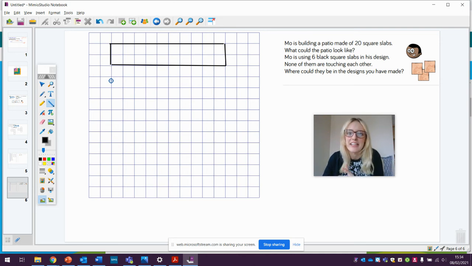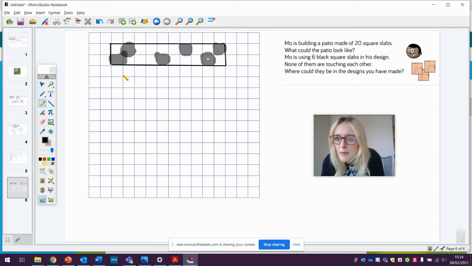And then it goes on a step further, and it says Mo is using 6 black slabs in his design, but none of them are touching each other. Where could they be in some of the designs you've made? So in my one here, I might get a colouring pencil, and I could put one here. I could put one here. 2, 3, 4, 5. I'm going to have to put one here. 6. Okay. I'm pretty sure you can do that if they're not diagonal. I just don't think they can be side by side or on top of each other.